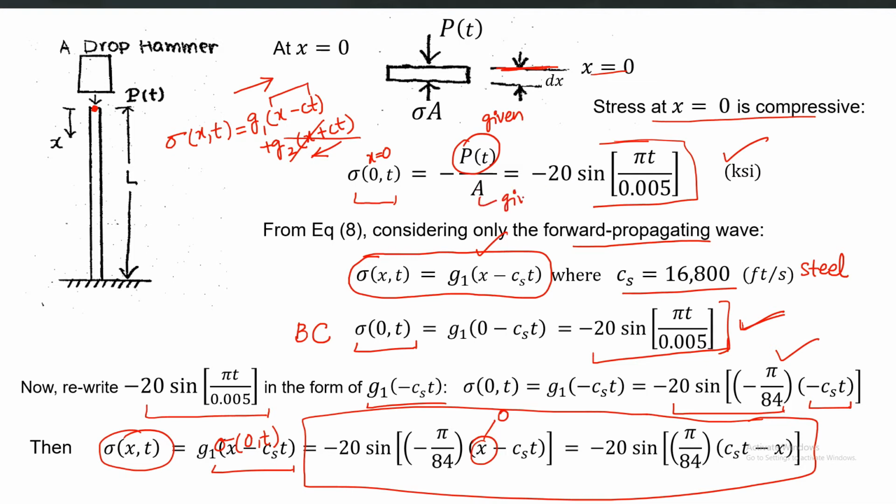So we get directly that sigma 0 comma t. Now we already know that sigma 0 comma t is known. But we also know that sigma x comma t, the general form, is some g1 of x minus ct. So why not rearrange our known function so that it becomes a function of x minus ct? If we rearrange our known function, make it a function of x minus ct, then it will be equal to g1, and g1 will be known.